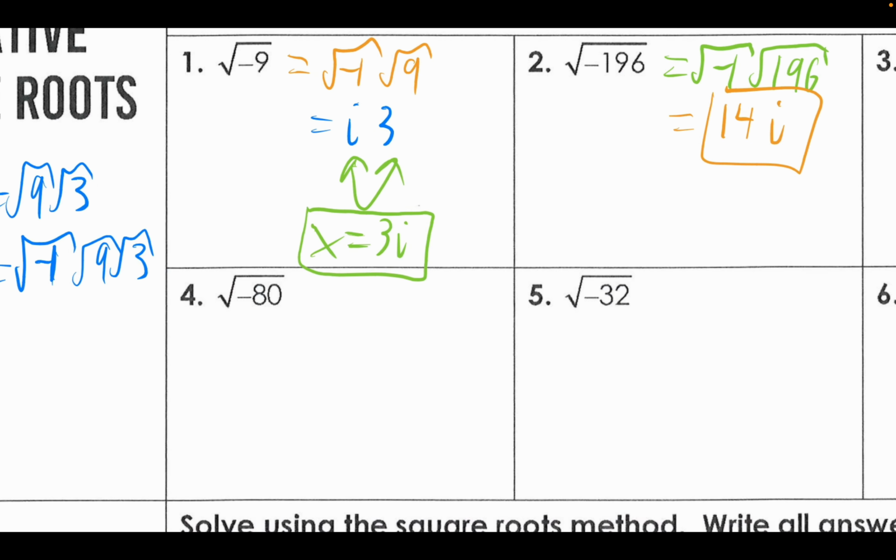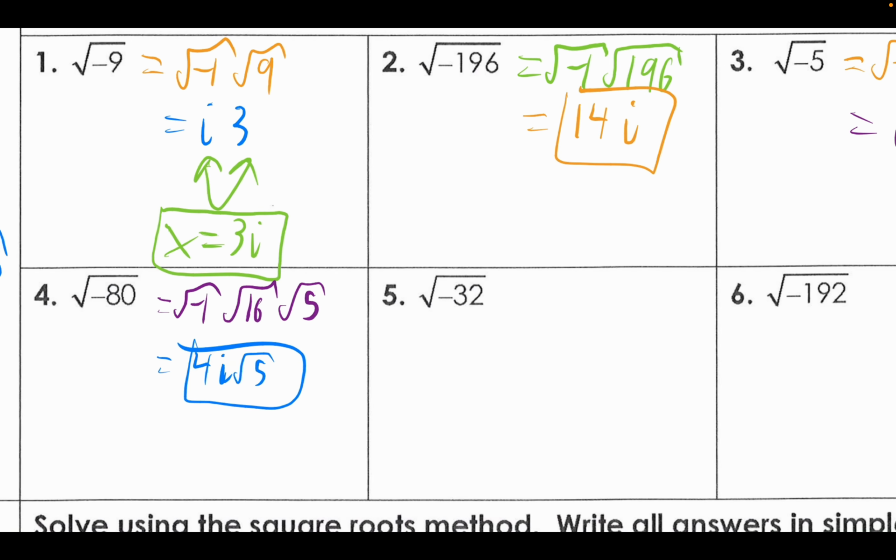So number 4, the square root of negative 80, we'll call this the square root of negative 1 times the square root of 16 times the square root of 5. The square root of negative 1 is I, the square root of 16 is 4, and the square root of 5 is the square root of 5. And so we write the part that became a non-square root real number first. We write the part that was imaginary second, and then we write the square root or the radical last. And that's the order we'll write these in.